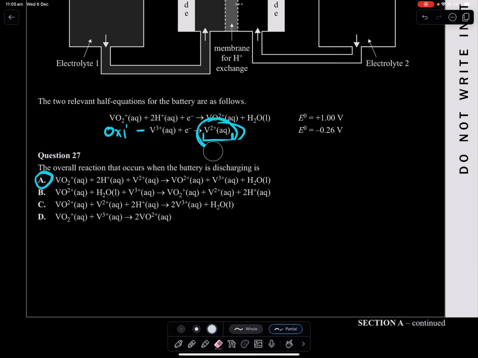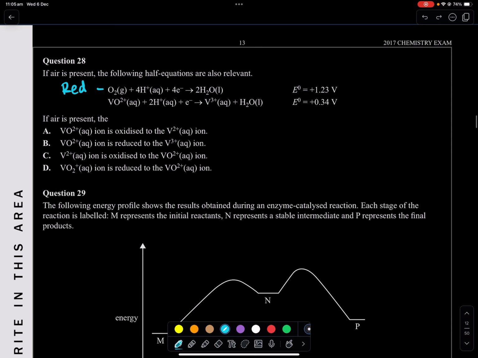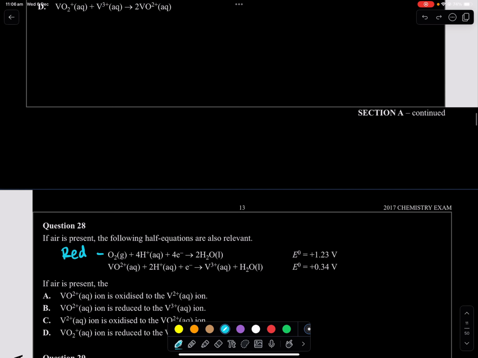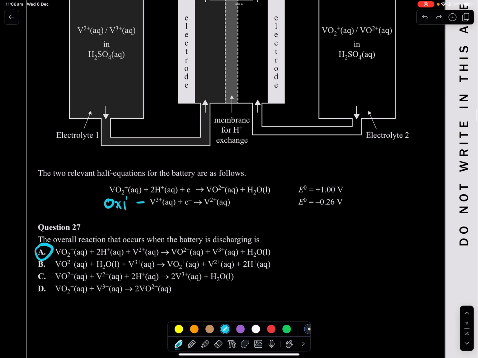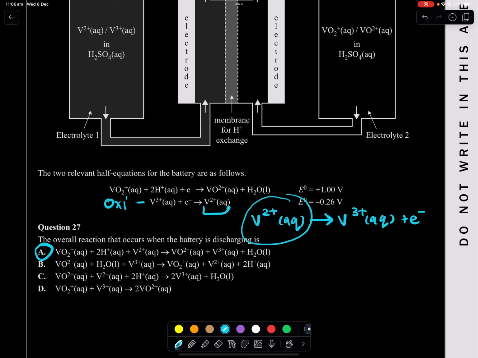We know that this part over here is oxidizing, and this one here is reducing. Now, what do I know? Imagine flipping this around, because it's oxidizing, the electrons have to be on the right. So V2+ aqueous is oxidizing to V3+ aqueous. That's true, yeah? So when we have V2+, it's oxidizing to V3+, so it's creating V3+.